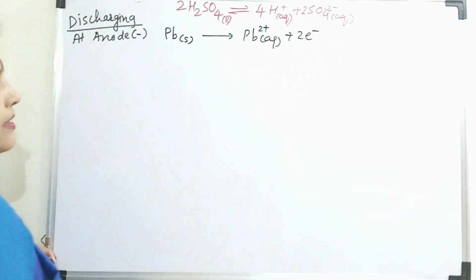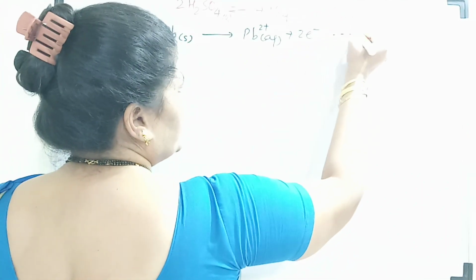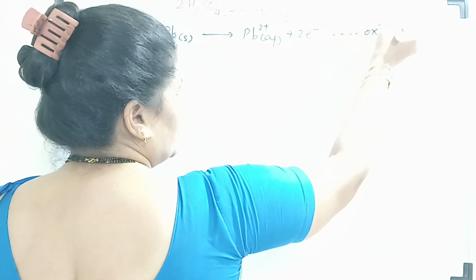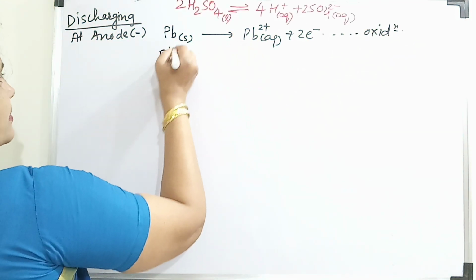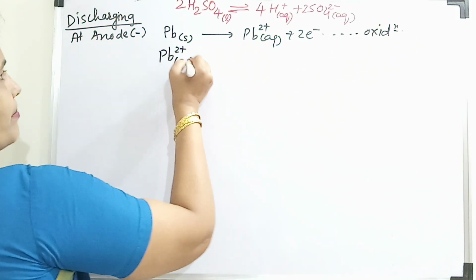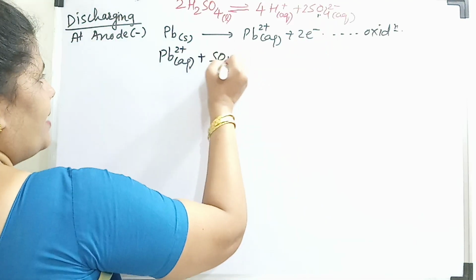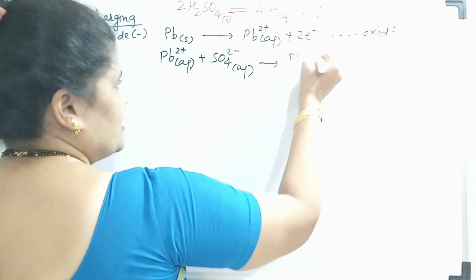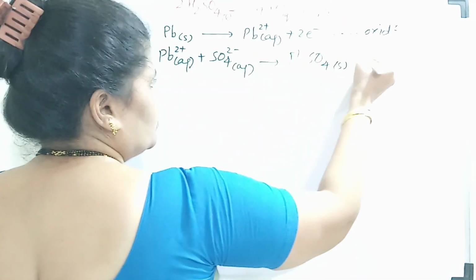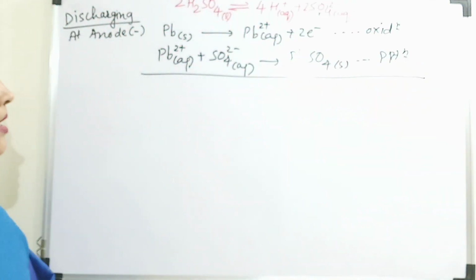If you see this, here there is loss of electrons. So what will you call this? You will call this oxidation. Next, this Pb2+ will now combine with one of the sulfate ions from here, and I will get PbSO4, which is a precipitate. PbSO4 is solid. So this is called precipitation. So it is a two-step reaction, oxidation followed by precipitation.